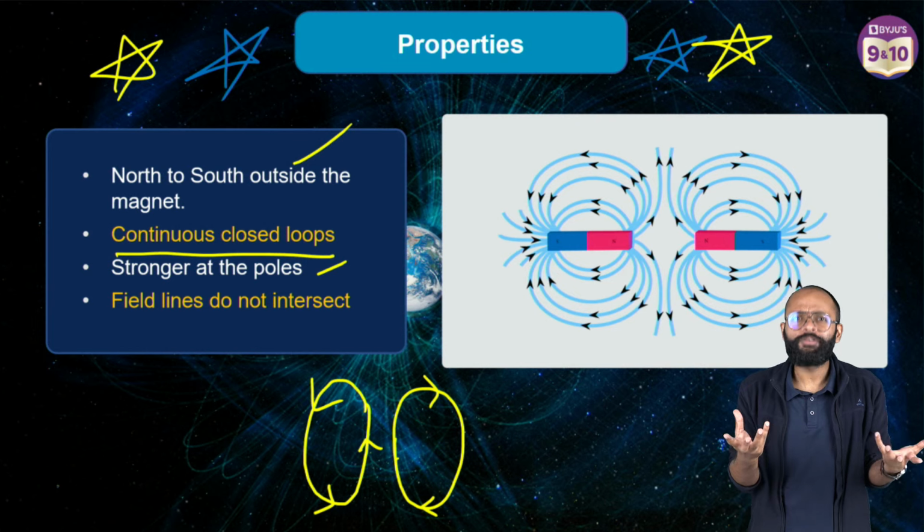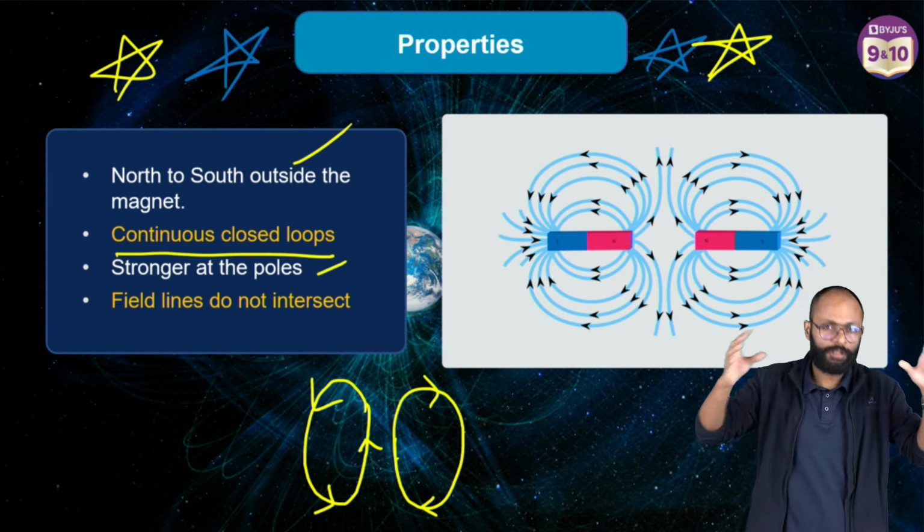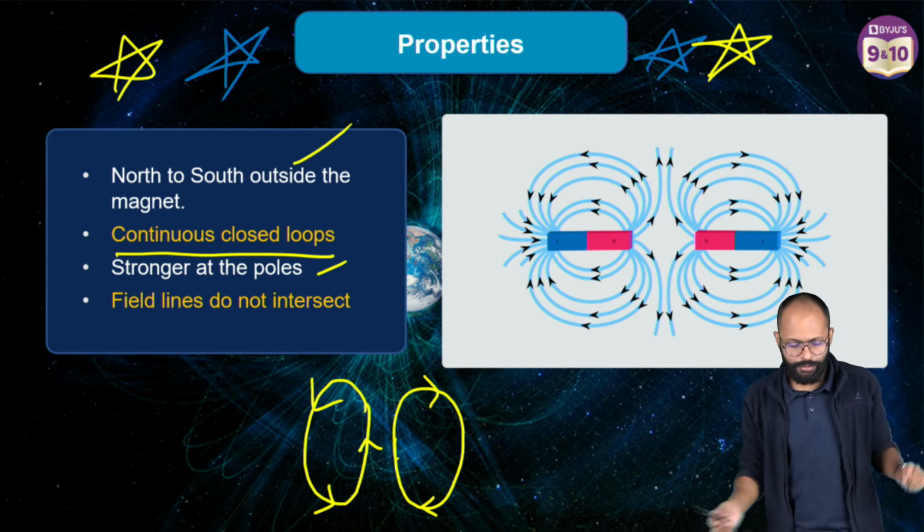Poles are the points of extreme magnetic field or magnetic force. It is the highest there, right? That is the poles. So that's why it is stronger at the poles.